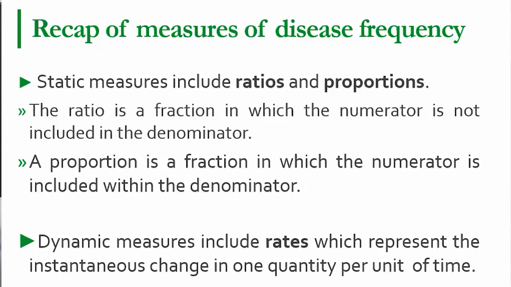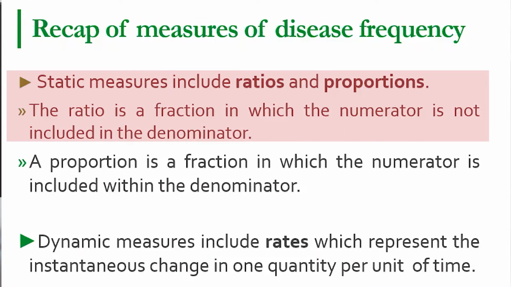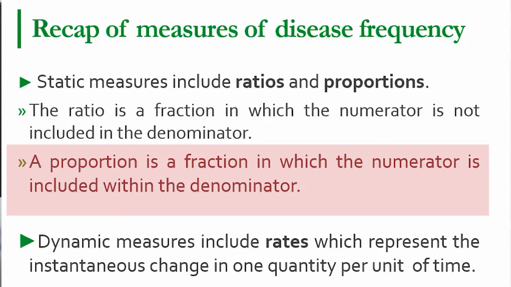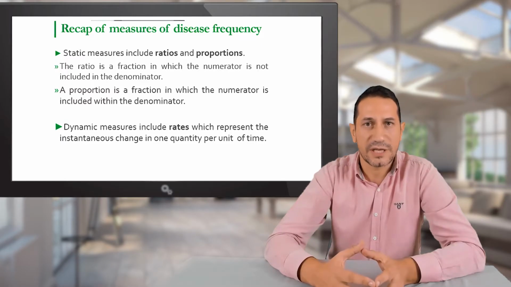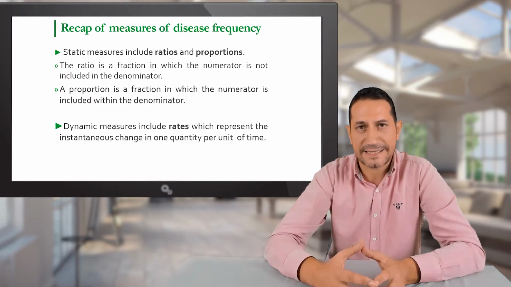The static measures are ratios and proportions. The ratio is a fraction in which the numerator is not included in the denominator, and the proportion is a fraction in which the numerator is included in the denominator. On the other hand, the dynamic measures include rates, which have a time component, and that makes them dynamic. The rates are composed of incidence rates, and we will have them explained in the next lecture.